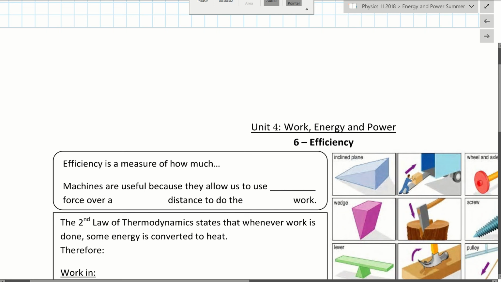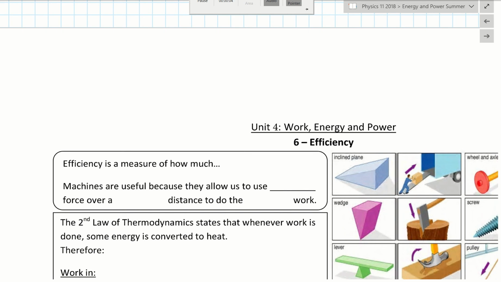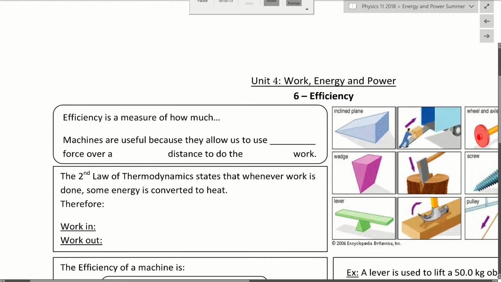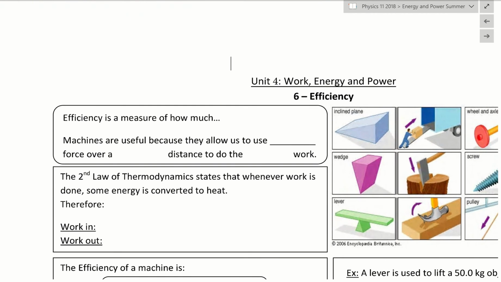Good morning, everyone. So today we're going to talk about efficiency in our work, energy, and power unit. Topic number 6, efficiency. So what is efficiency? Efficiency is a measurement of how much of the energy that you provide a machine is actually getting used.